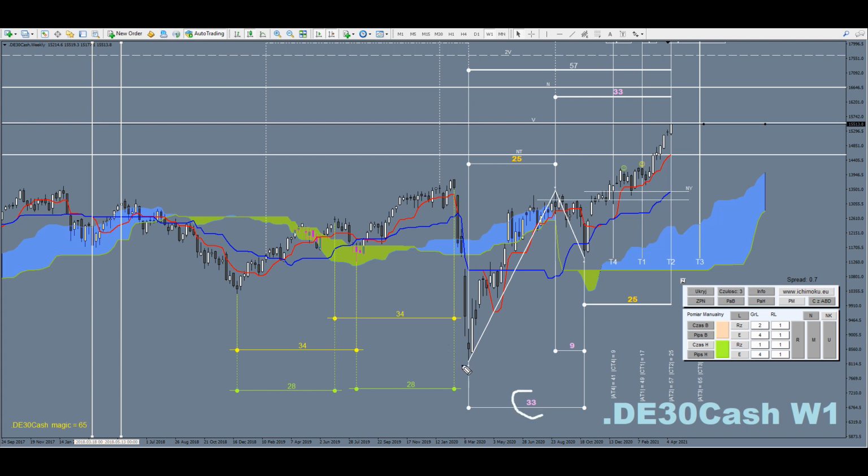33 weeks between the minimum and minimum, 33 weeks between the maximum and maximum. Since the price has come close to the V target, our scenario predicts the reaction at this point, and the descent of the price.